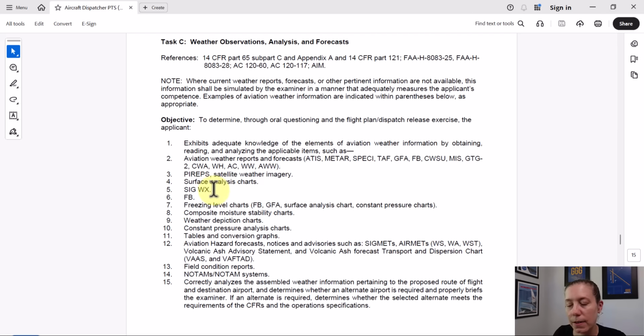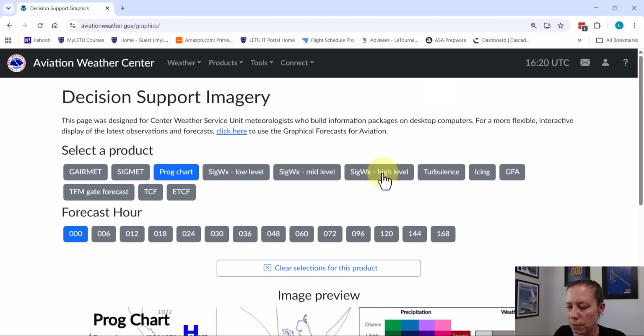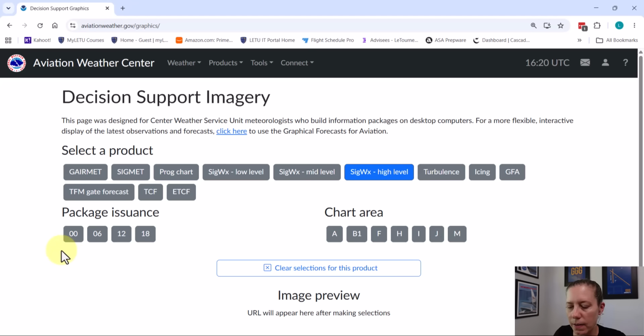Okay, cool, thank you. All right, let's look at the significant weather chart since we're here. So we're going to look at the significant weather high level chart.